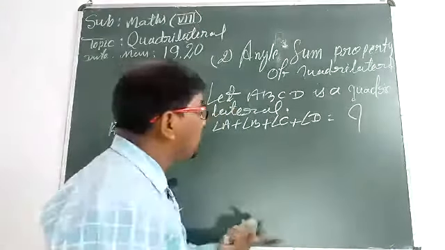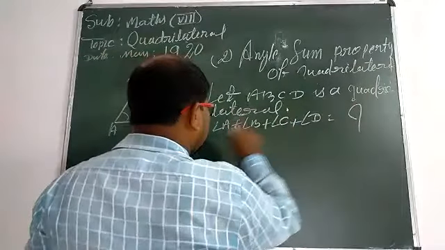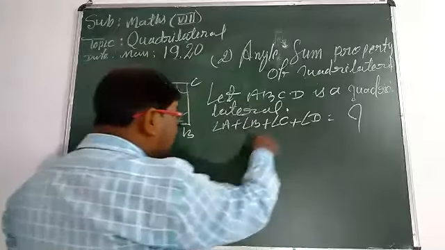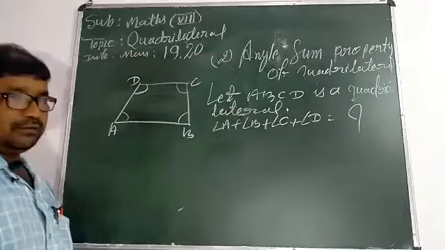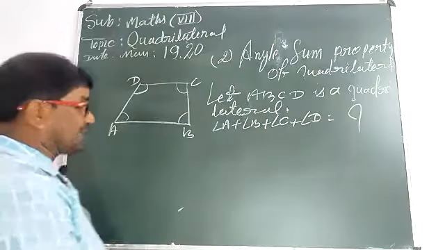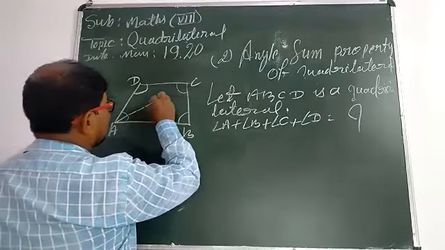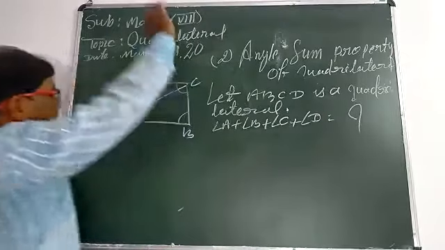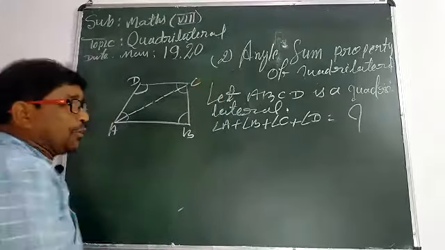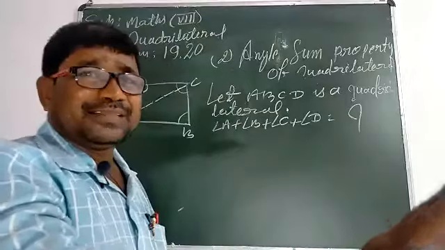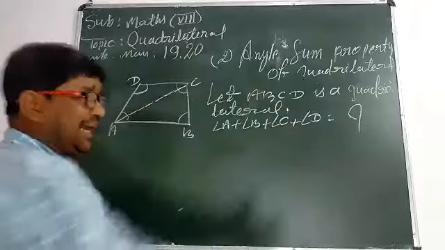But we should try to understand. Let ABCD be a quadrilateral, so angle A plus angle B plus angle C plus angle D equal to what? For this, we need some construction. Suppose that we are joining vertex A to vertex C. We have joined vertex A to vertex C. That is construction.